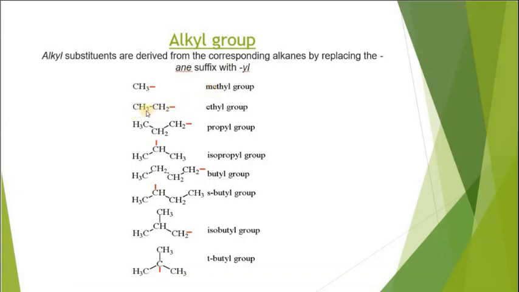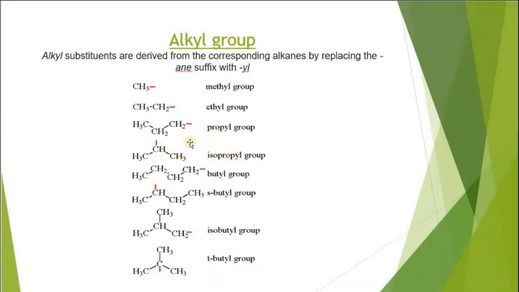Similarly, ethyl group. Ethyl is derived from ethane, CH3CH3. If we remove one hydrogen from one of the ends and we attach this group with something else, it would become ethyl group. Similarly, we can have propyl group from propane. We can have isopropyl if it is branched.